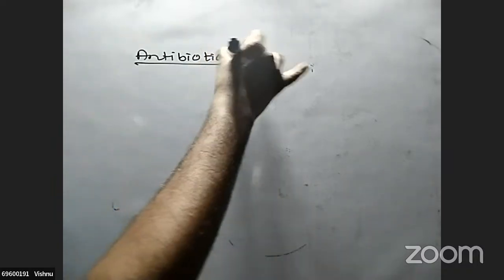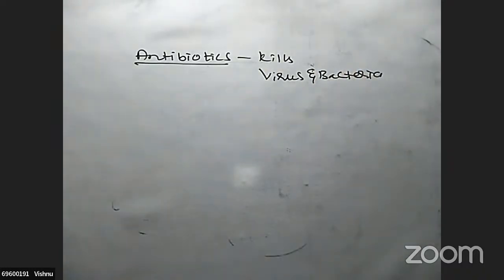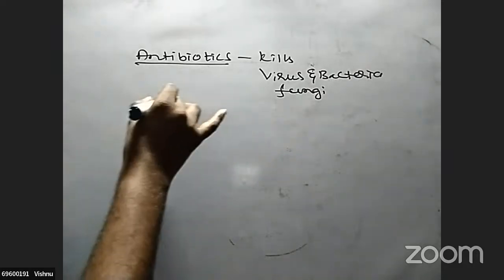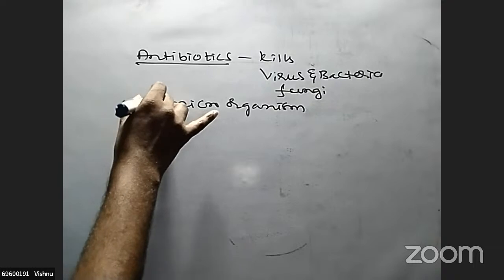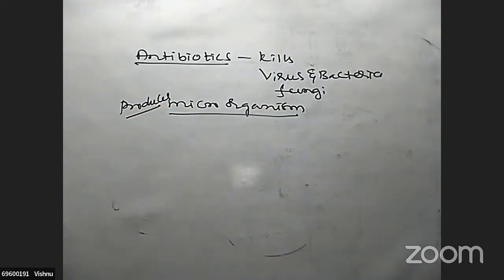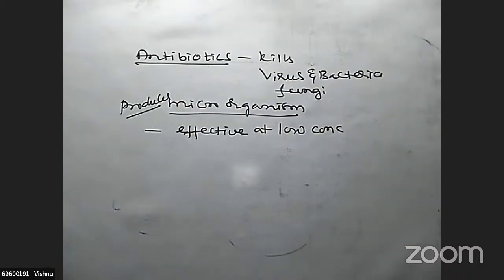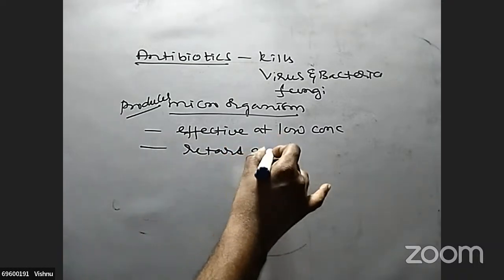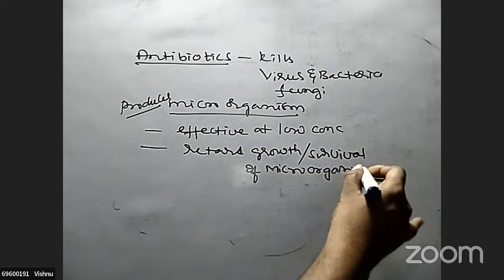Next is antibiotics. Antibiotics mainly kill viruses, and they are effective against bacteria also. Fungal diseases also, antibiotics are used. These antibiotics are produced by other types of microorganisms like fungus. They are produced from microorganisms and kill other microorganisms. These are called antibiotics, and they should be very effective at a low concentration. The effect of this may be to retard the growth or survival of microorganisms. This is the important function.